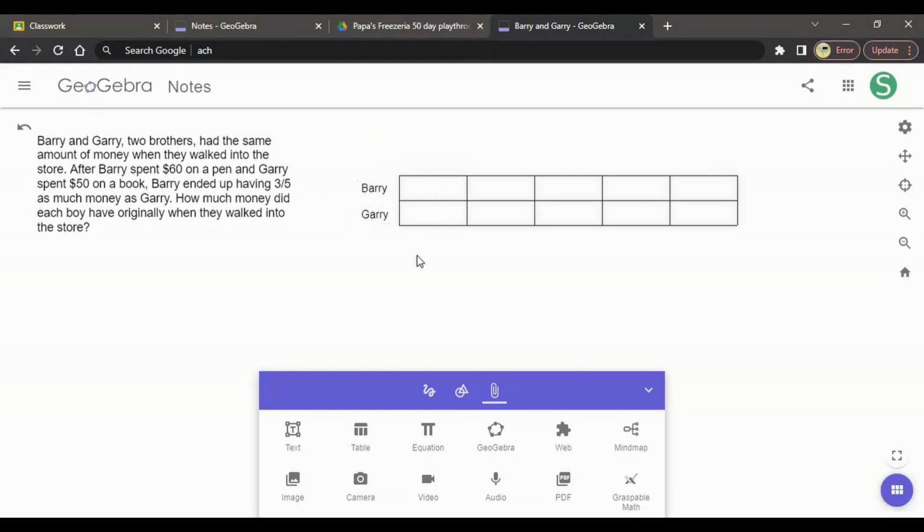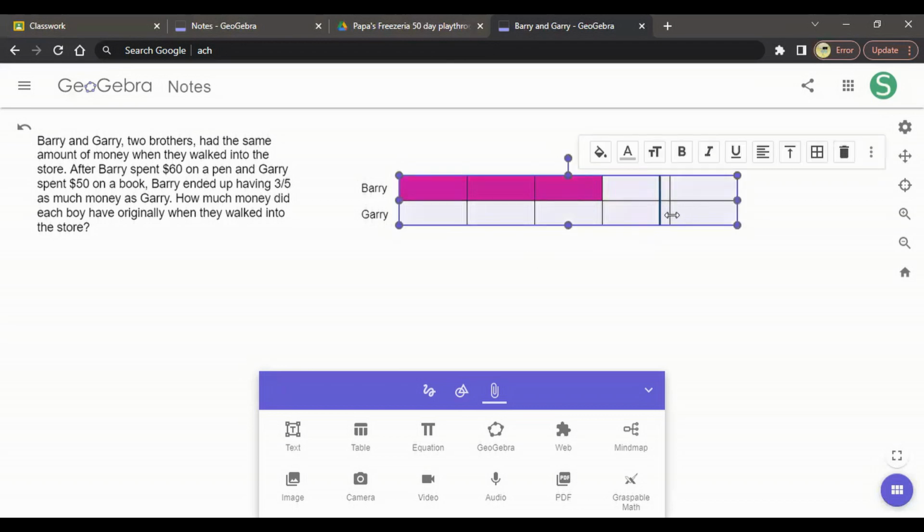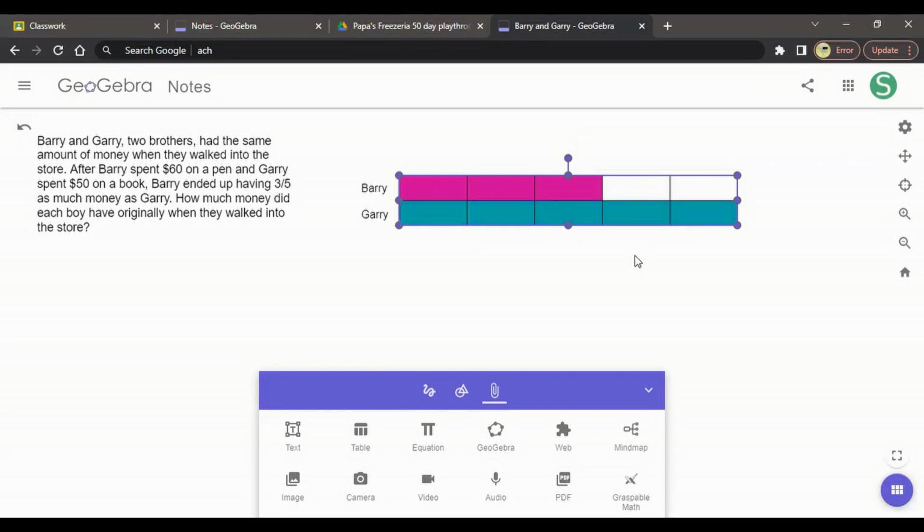Okay, now, the second last sentence says, after Barry spent $60 on a pen and Gary spent $50 on a book, Barry ended up having 3/5 as much money as Gary. So we're going to give Barry 3 filled-in cells to represent his 3/5. We're going to give Gary all 5 cells to show that he has all 5 of his fifths.